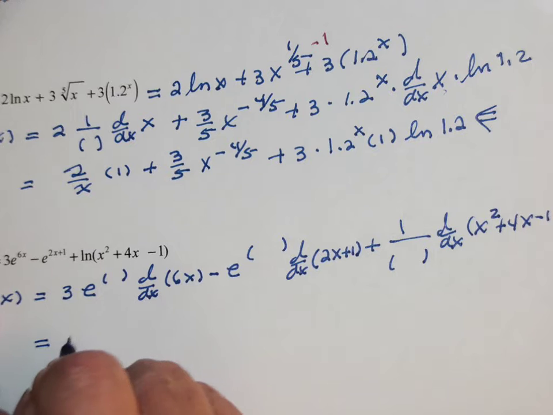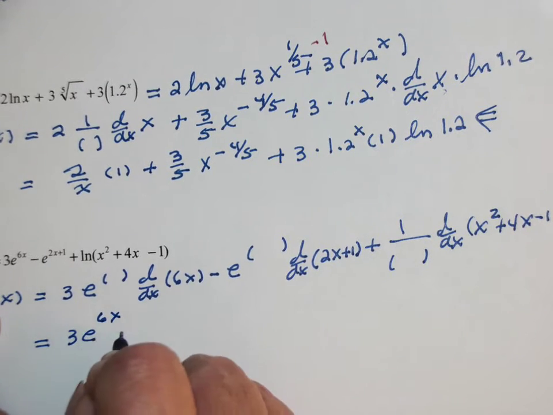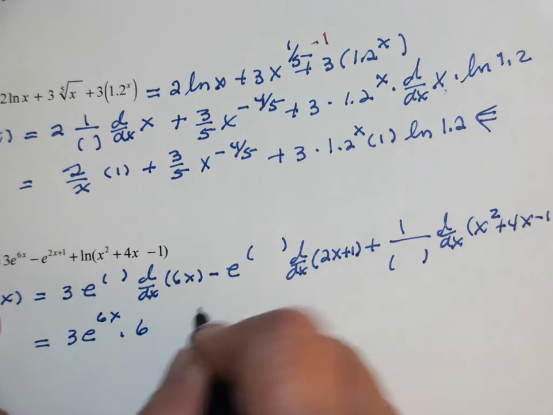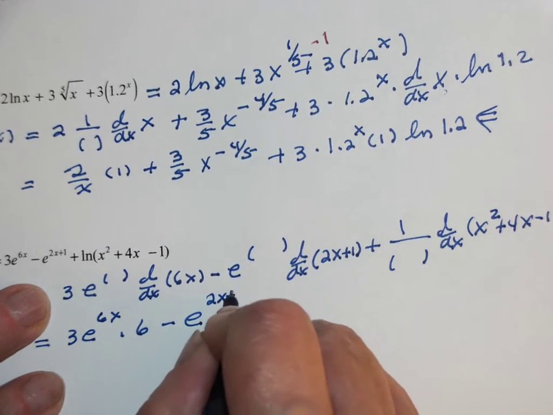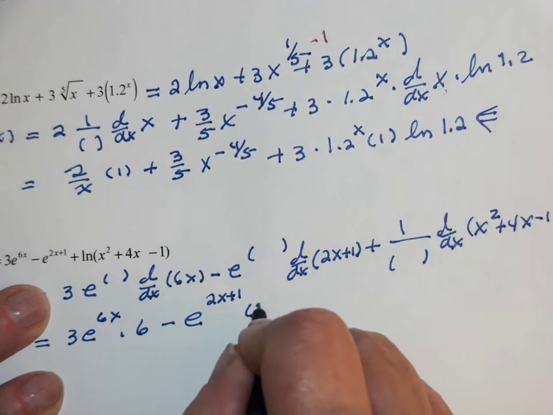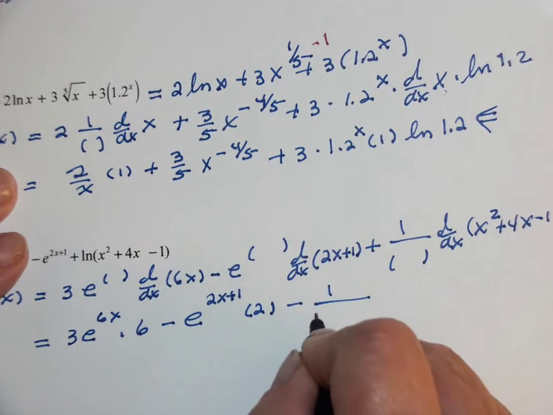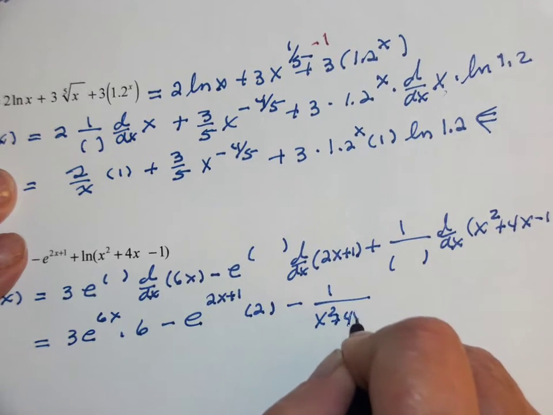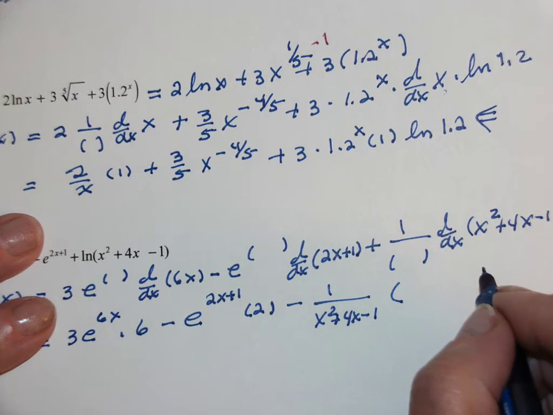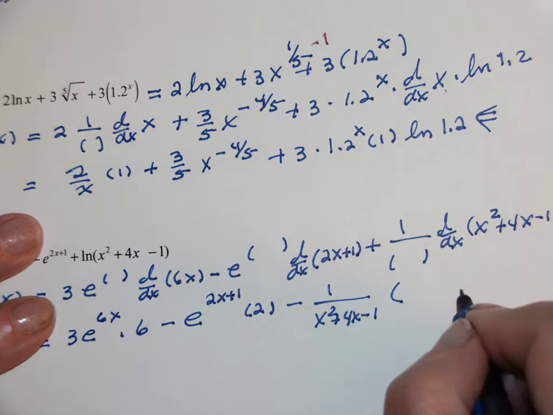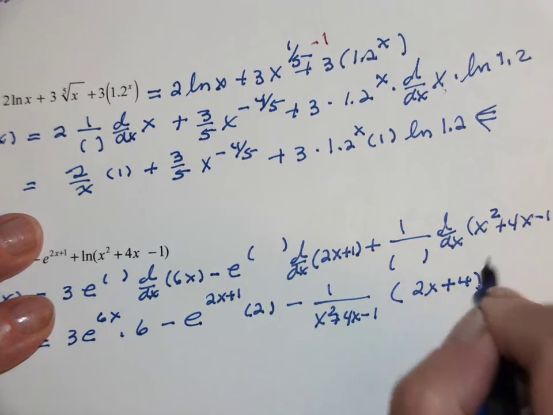So this becomes 3e to the blob is 6x, times the derivative of 6x, which is just 6, minus e, the blob is 2x plus 1, times the derivative of 2x plus 1, which is just 2, minus 1 over the blob, which is x squared plus 4x minus 1, times the derivative of x squared plus 4x minus 1, which is 2x plus 4.